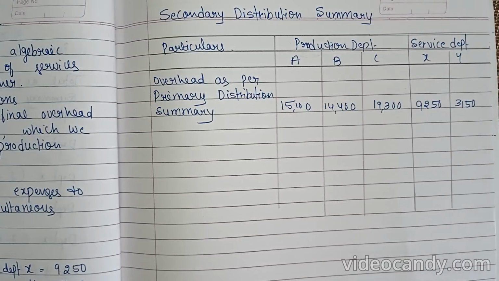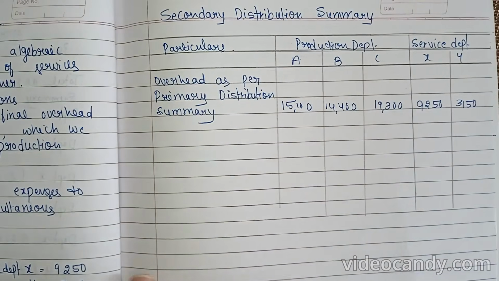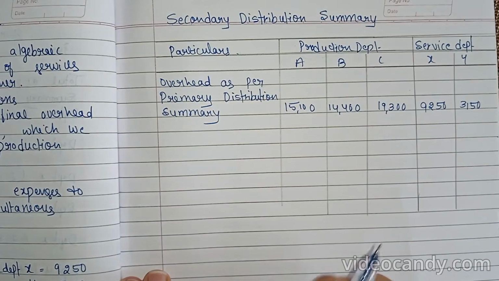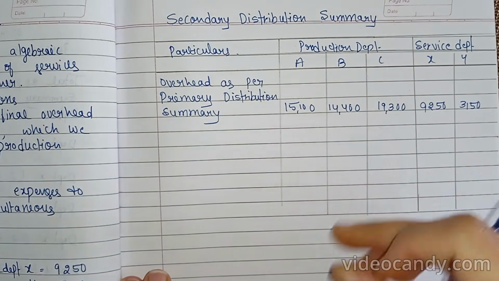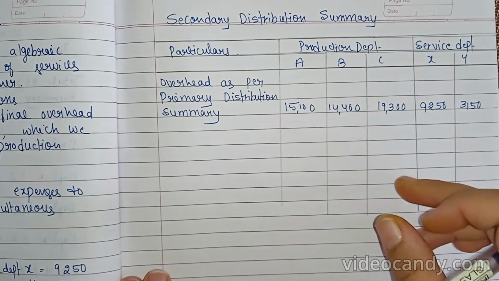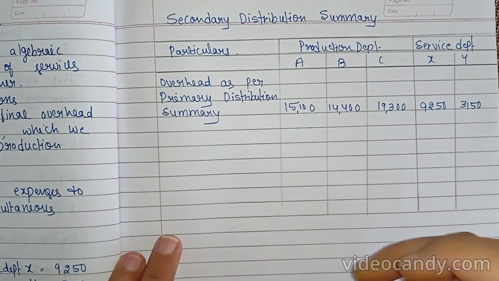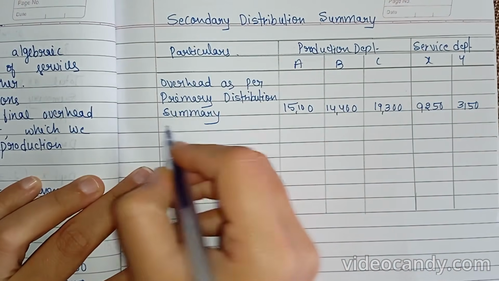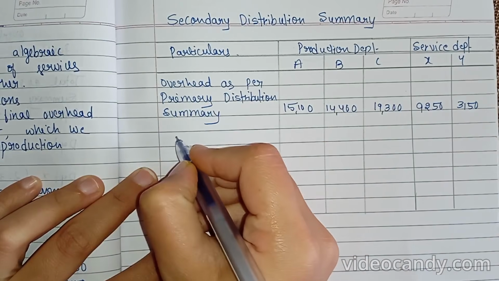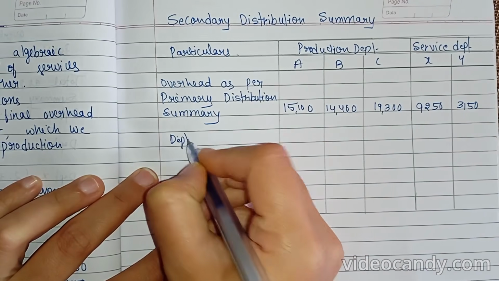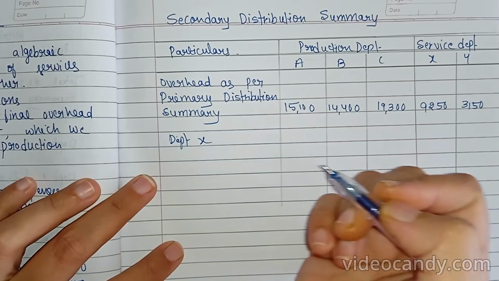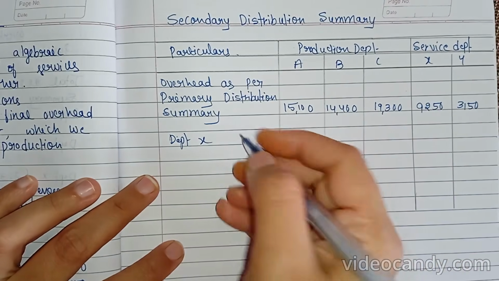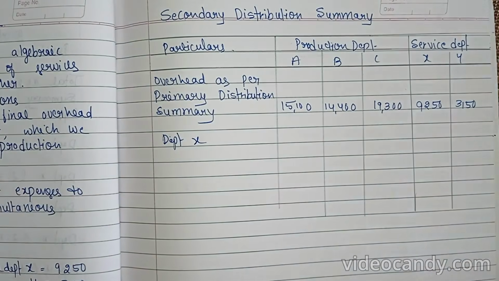Clear? So in simultaneous equation method, we need to allocate the overhead cost of service department only to the production department, because service department overhead, they are already absorbed in X and Y calculations. That's why. Clear? So I hope this is clear to you all. Now we will distribute. First X service department. Department X, or you can write down distribution of department X overheads. That is how much? Here we have calculated, right?